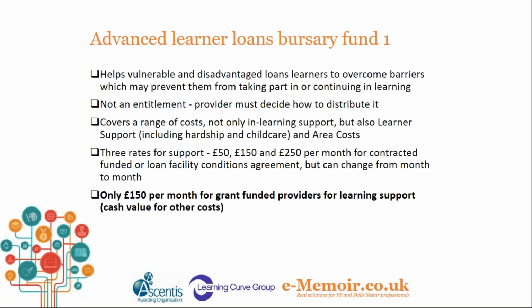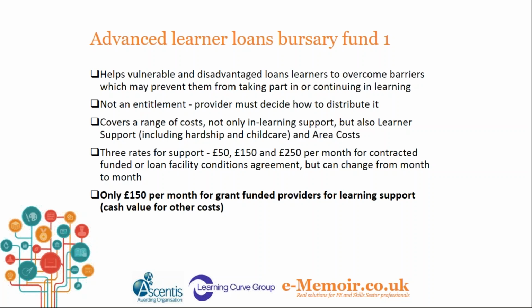Now, for those of you who are contracted as opposed to grant-funded, so for example, independent training providers, there are basically three rates of support. You've got to decide which rate is most applicable to that learner. You then claim from your loans bursary, then expend either £50, £150 or £250 per month for that learner, depending on what their degree of need is. So if they've got childcare needs and learning support needs, then you might be using the highest of those costs, the £250 per month, for as many months as that is required. There might be other months where the childcare needs are not there, and you might only be looking at in-learning support needs, which would be £150, or whatever it is, it might be different in each month.